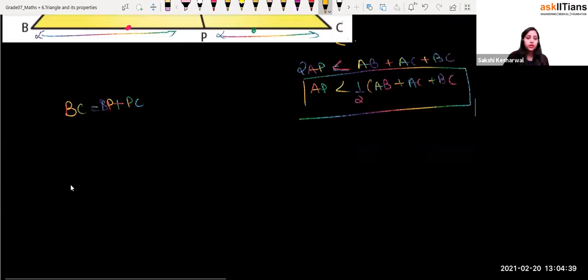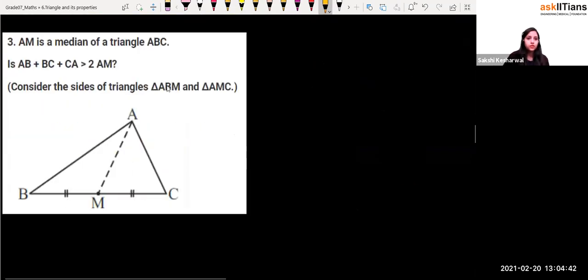Now let's come to the next question. Just see what the question says over here. It's not working. Okay, it says that AM is the median, right? So what is a median? I'll be teaching you median in the next session, because of the DMC we have something.